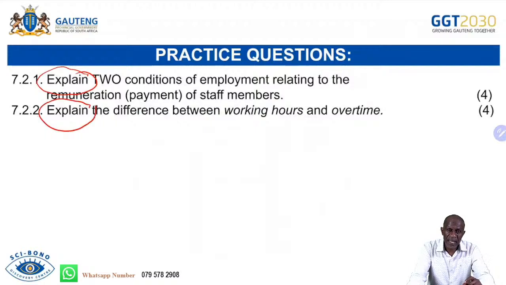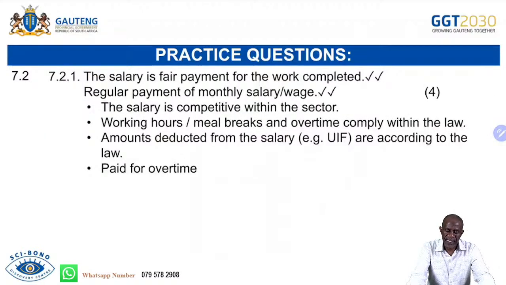So explain means that you have to give reasons for your answer. You have to elaborate. The salary is fair. Payment for the work completed. So we are giving a reason to the statement in question. Regular payments of monthly salary wage. So they are giving their employees regular payments or a salary. So if a salary is earned on the 30th, right on the 30th, they will pay their employees.